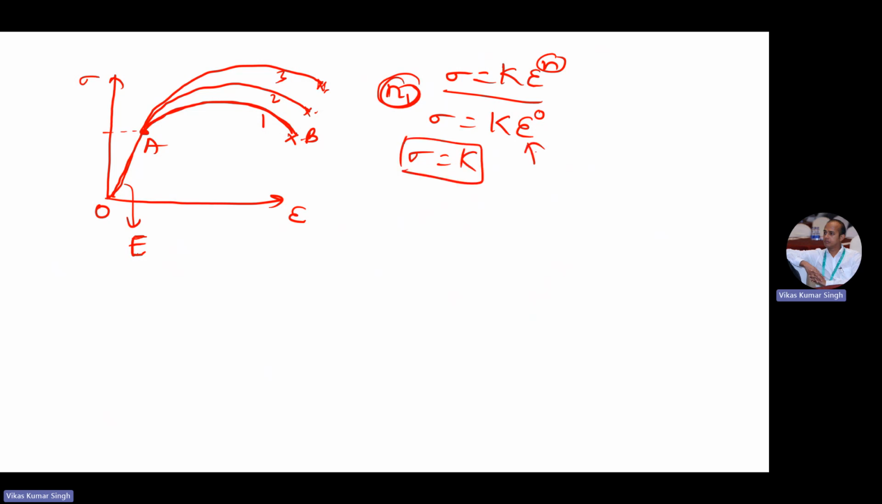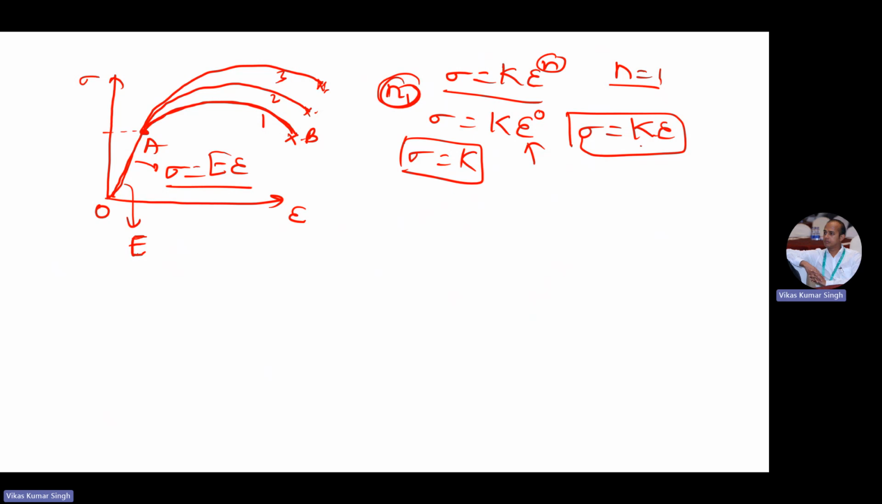This will become 1 now, so sigma will be constant. Suppose n equal to 1. What will happen? This will become sigma equal to k into epsilon. So see, this is the same as the elastic deformation. In the elastic zone we are writing sigma equal to E into epsilon, and here we are writing k into epsilon. So it means k and E will be the same. So when we put n equal to 1, it becomes elastic deformation.